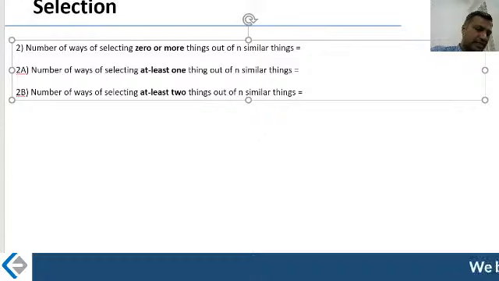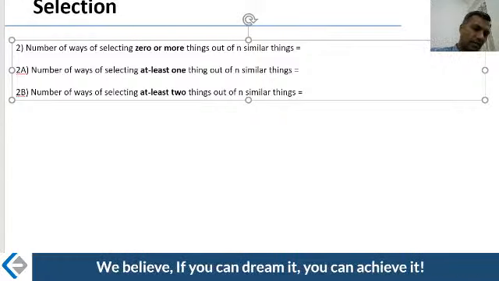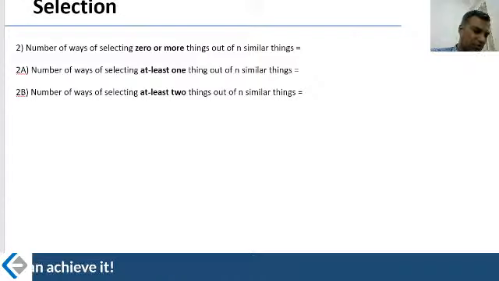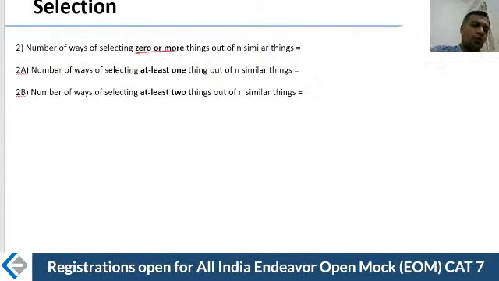All right, now, sorry, this is n ways. So what did you say one way? Number of ways of selecting r things out of n similar things was one way, right? Now, this is built on that particular premise. But what is the phrase here? Zero or more things out of n similar things.